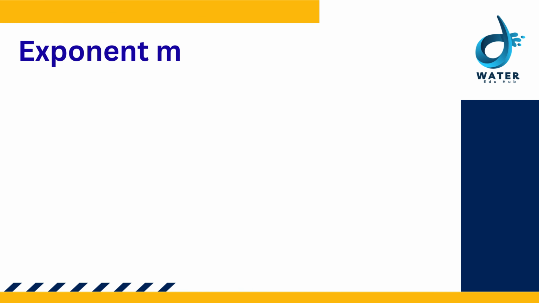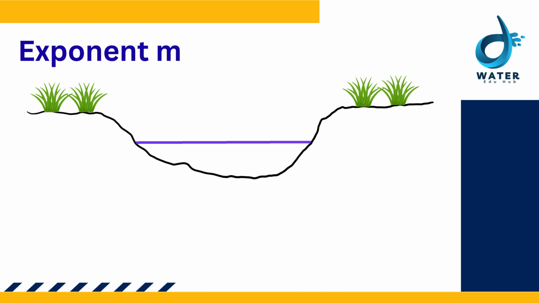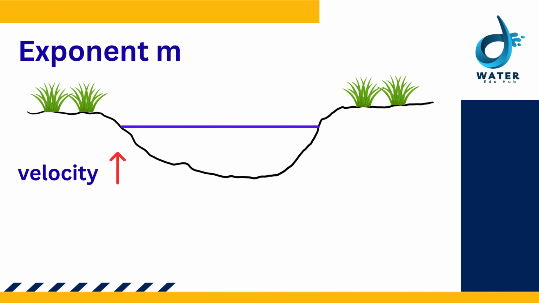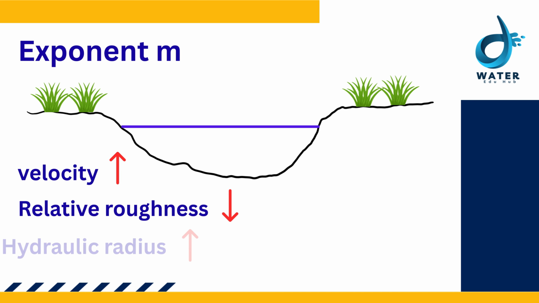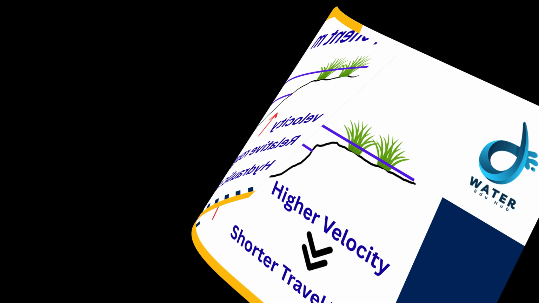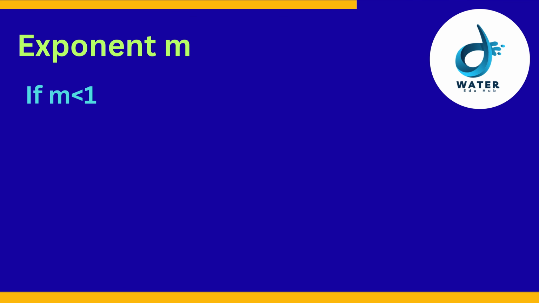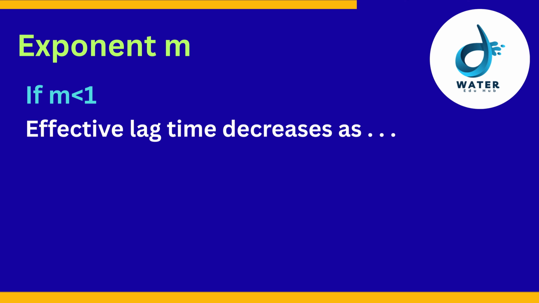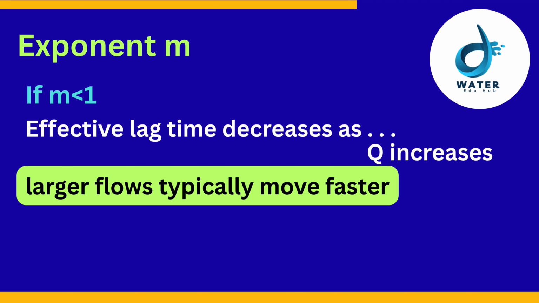However, in natural channels, flow velocity typically increases with depth due to a reduction in relative roughness and an increase in hydraulic radius. This behavior is valid at least until overbank flow occurs. Higher velocity implies a shorter travel time. If m is smaller than 1, the effective lag time decreases as Q increases. This accurately mimics the physical reality that larger flows typically move faster through a channel network than smaller ones.